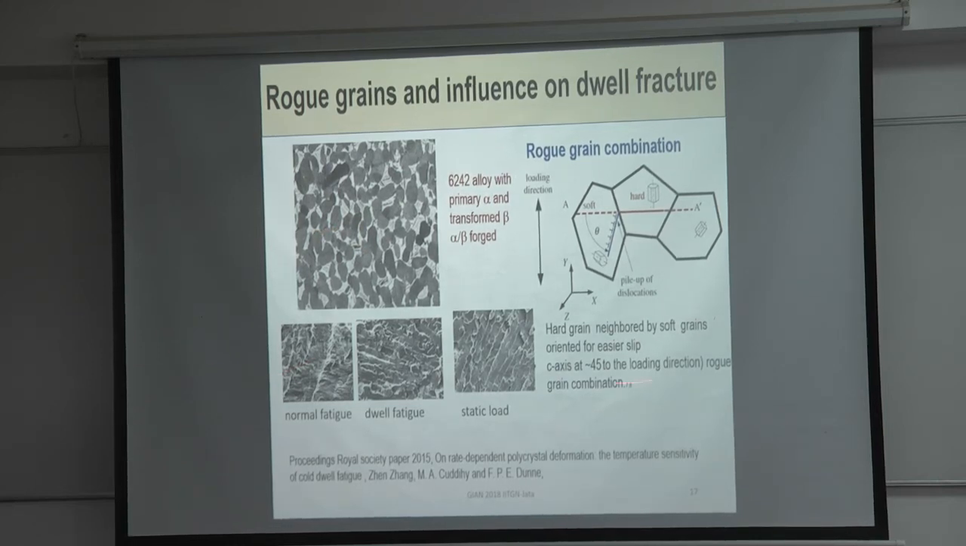And here are 3 photographs. I think I lifted this, okay. There is your regular fatigue, constant amplitude fatigue. There is your dwell fatigue, and there is your static load. Try to see if you can see any differences between the, no?